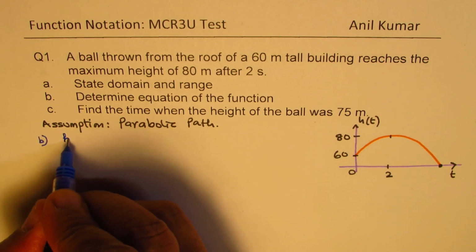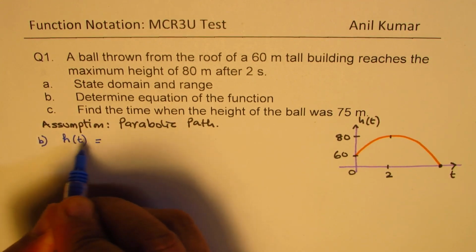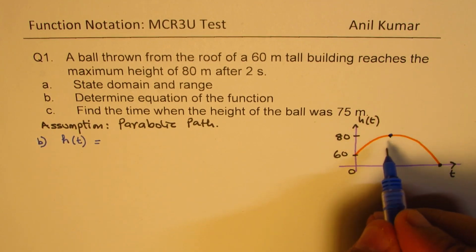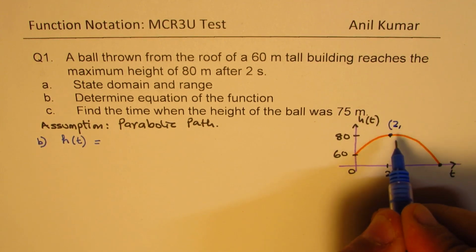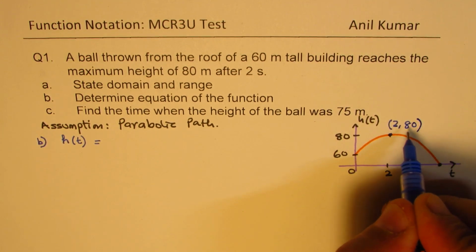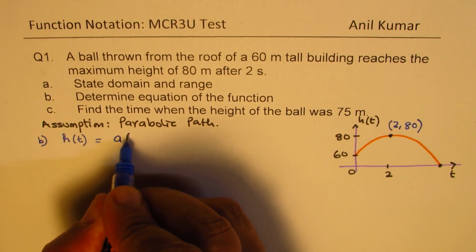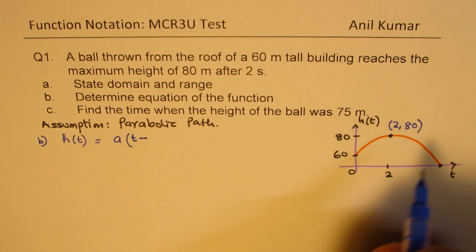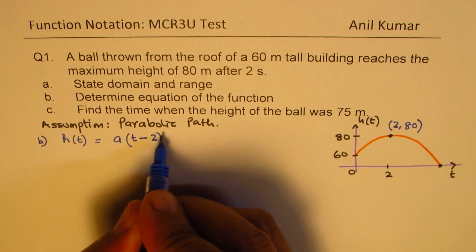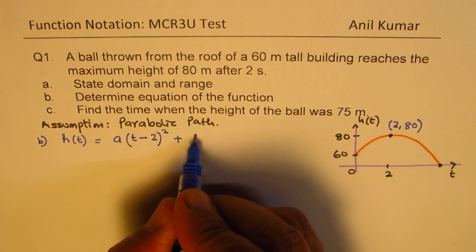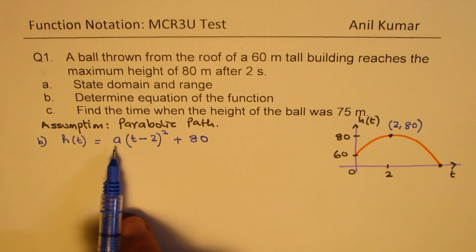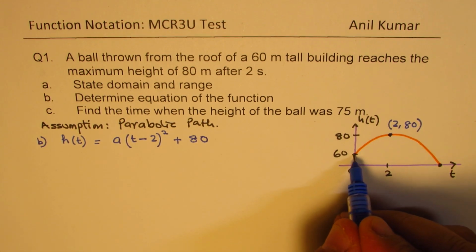Let us say the function is h of t. It is definitely a function of time. Since we are given this particular vertex, maximum height, which happens at time 2 seconds, height of 80, that gives you an idea. Parabola in vertex form, we can write this as a times t minus 2 whole square plus 80. So that becomes the equation.